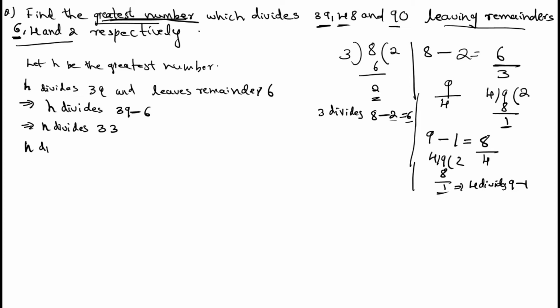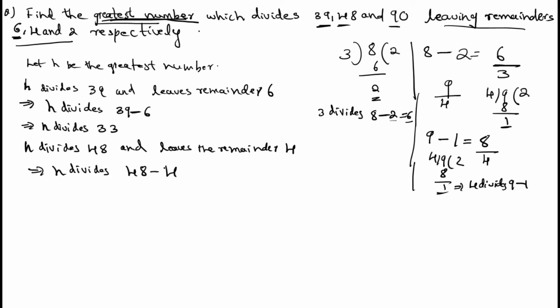h divides 48 and leaves the remainder 4. Then we can write it as h divides 48 minus 4, right? Yes or no? Check here, again this example: 4 divides 9 and leaves remainder 1. That means 4 divides 9 minus 1.